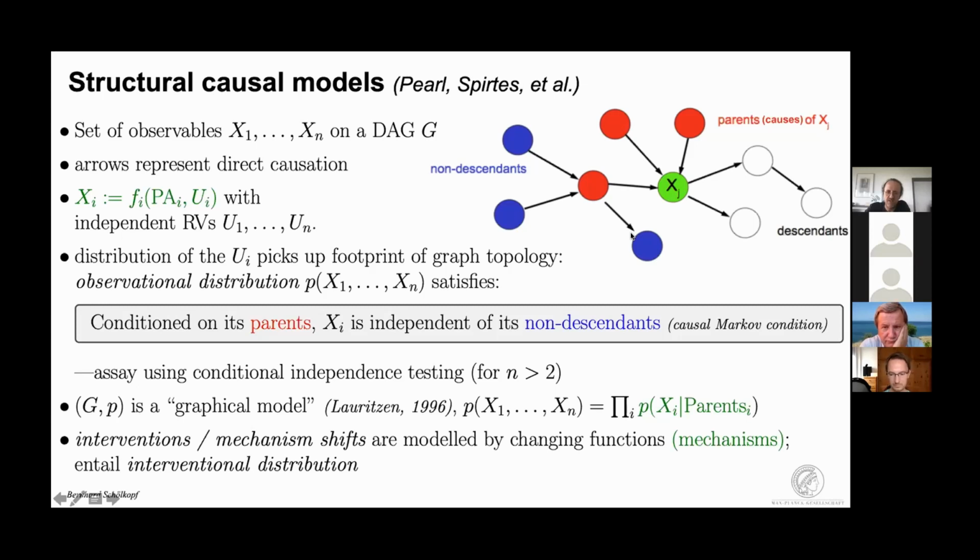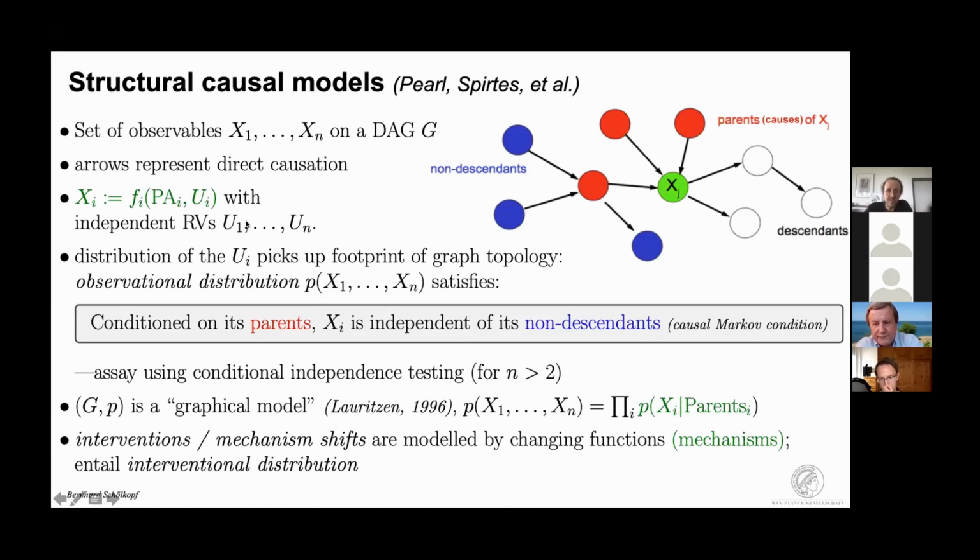And then you can ask conditional questions about this distribution. So you can ask, if I condition on this variable, is this independent of this, etc. And it turns out that the distribution over the X, the so-called observational distribution, which is implied by choosing a distribution over independent variables U_i, satisfies what's called the causal Markov condition, which is a particular set of conditional independence statements. So that means we do have some causal knowledge about the graph structure, but that's not a contradiction to the previous slide, because this only works if we have more than two variables, because a conditional independence test requires at least three quantities.